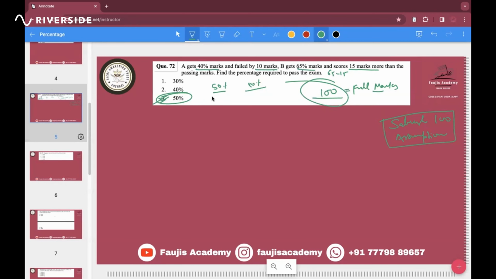So you will be left wondering, right? In that case, can we assume full marks as X? If we cannot, we'll assume full marks as X. Okay. Right. So in the left hand side, just look at, yeah, buddy.